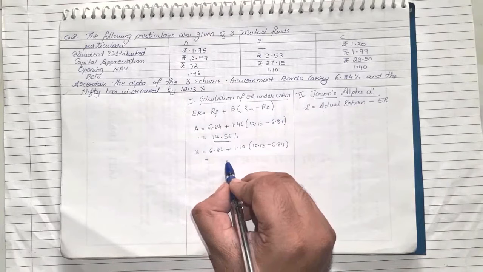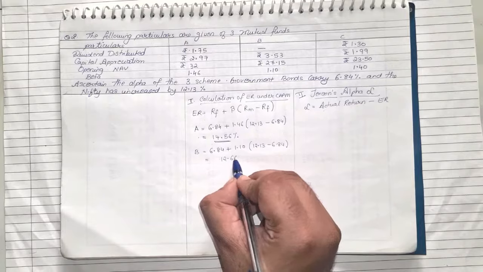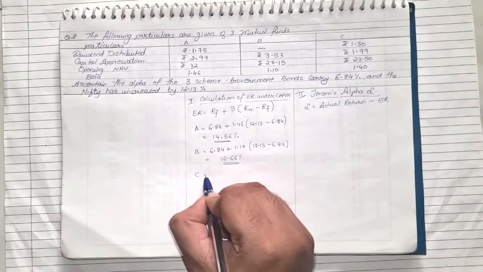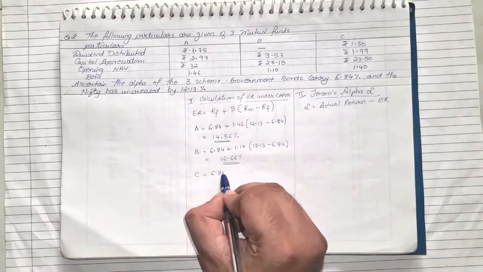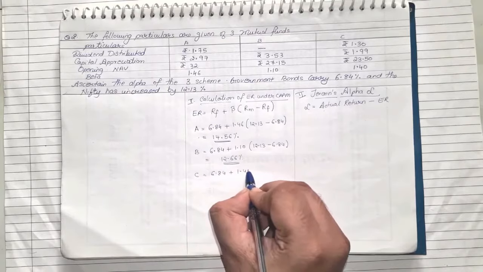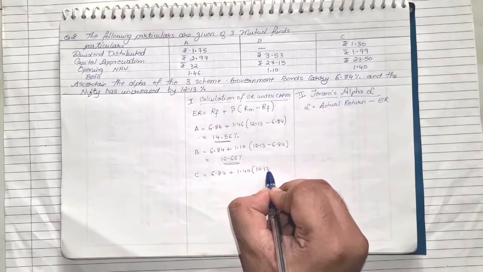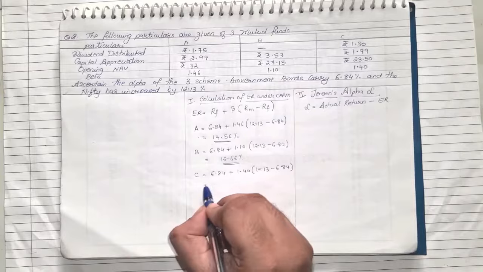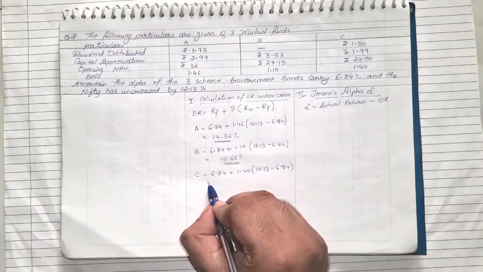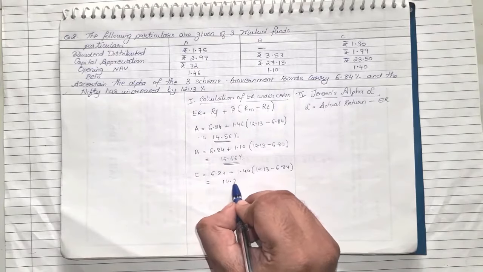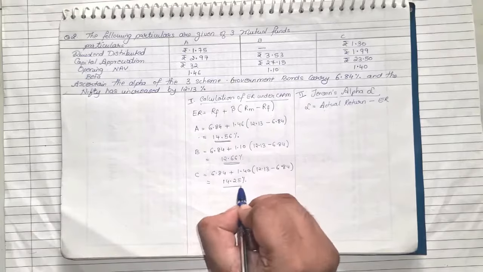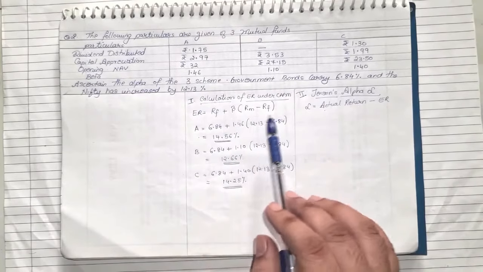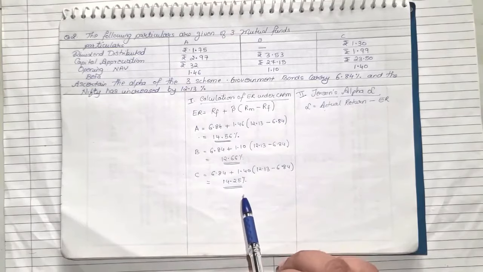and you will get the value approximately around 12.66%. Similarly for company C or scheme C, 6.84 plus the beta is 1.40, market return was 12.13 minus 6.84. Again you subtract, multiply, add, and your expected return should be approximately 14.25%. Simple. Okay, just need to note down the formula, substitute the value, and you will get your expected return.